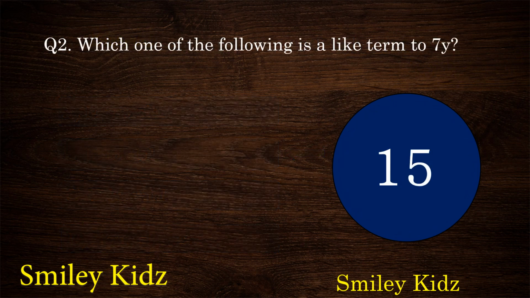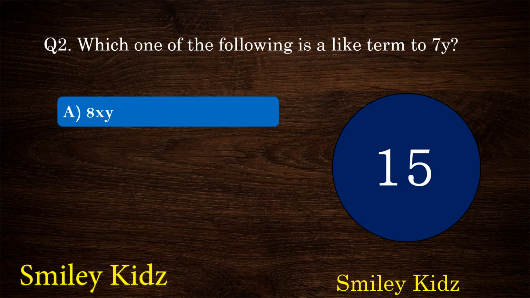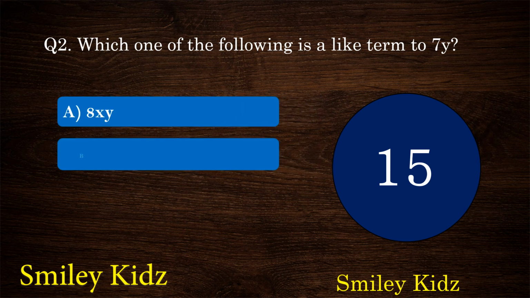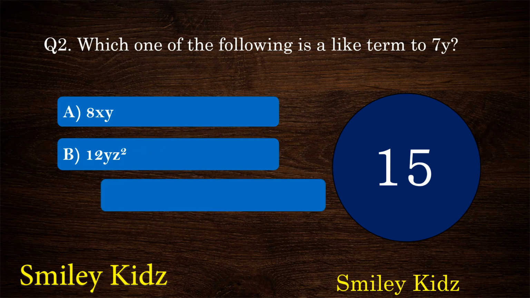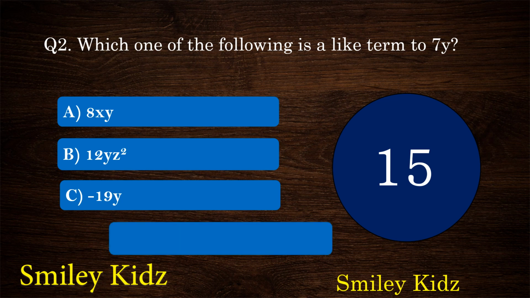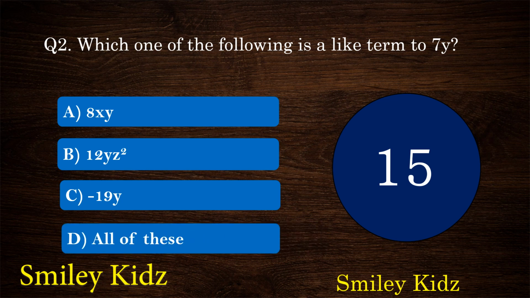Moving ahead to question number 2 on your screen. Which one of the following is a like term to 7y? Let's see the options. Option A, 8xy. Option B, 12yz square. Option C, minus 19y. Or D, all of these. Your time starts now.